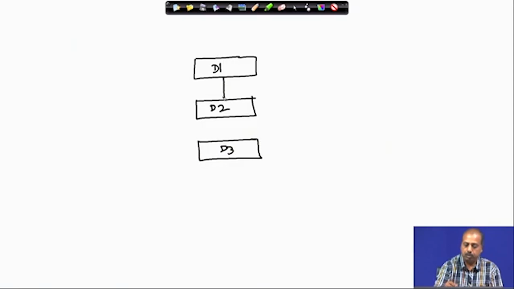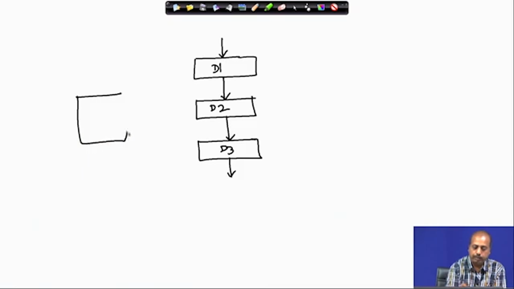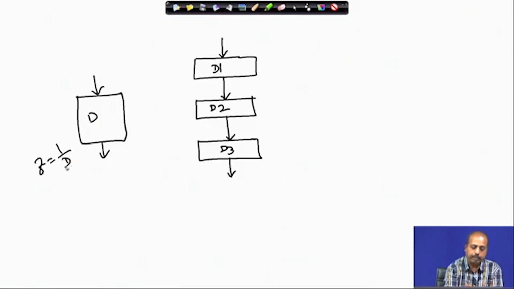So, the original block of delay d is divided into 3 modules like this. Previously we had a single module with a delay of d and the inputs were coming to that. If the delay is d, you can operate this module at a frequency f equal to 1 by d. So, after every d time unit, the input data coming here will be available here.